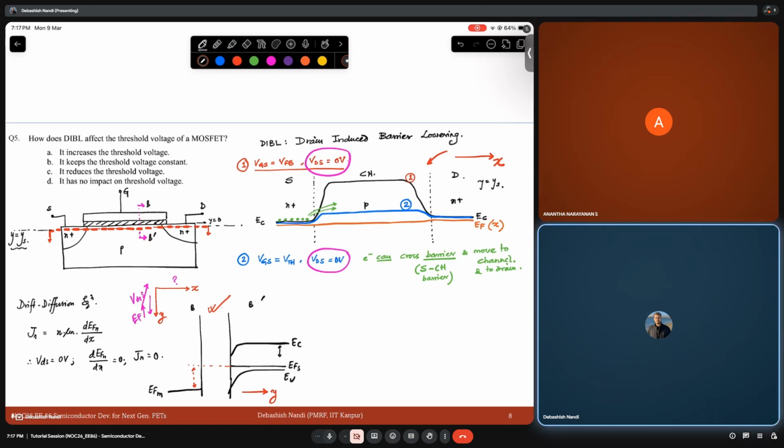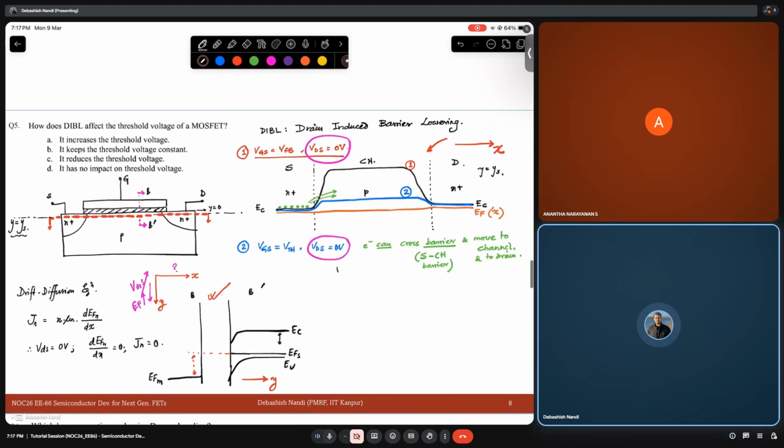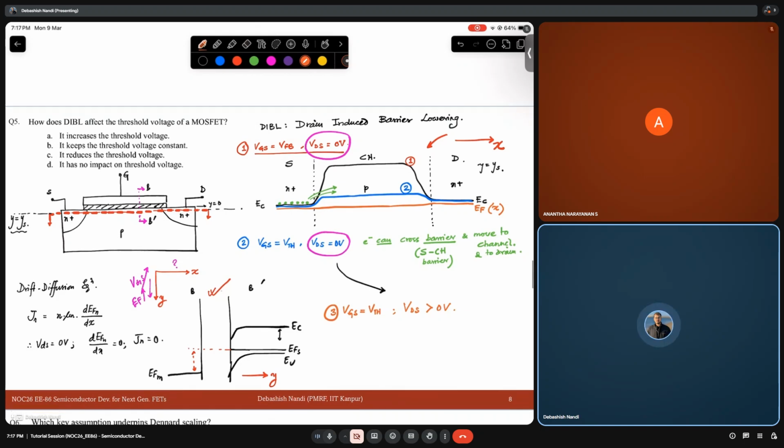So coming from this, now consider a case 3, where your VGS is equal to VTH, let's say, or greater than or equal to VTH. Let's say equal to VTH, it will not matter. And VDS is greater than 0 volt. How will my band diagram change?